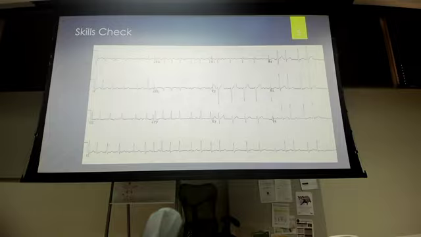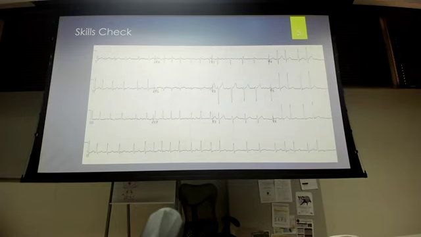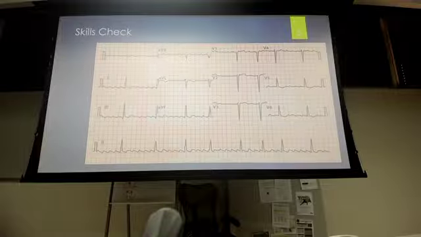All right, ma'am, you ready? All right, so this is atrial fibrillation. On this patient, underlying cardiac issues will probably be coronary artery disease, hypertension, maybe a prior MI, something like that.